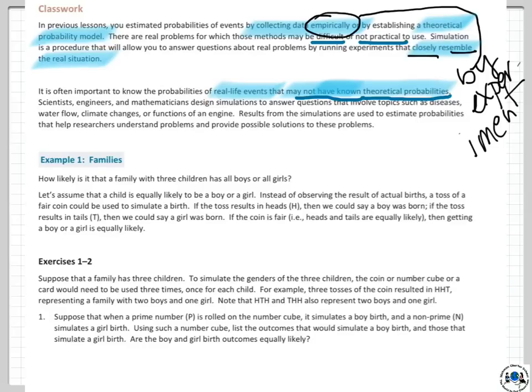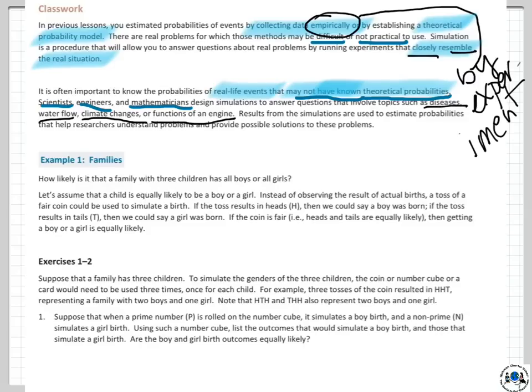Scientists, engineers, and mathematicians, everybody here together, this is our STEM. Our STEM workers, STEM professionals. Hopefully, that'll be one or more of you one day. Scientists, engineers, and mathematicians design simulations to answer questions that involve topics such as diseases, which I had referred to before, water flow, climate change, and the functions of an engine. All kinds of things. This is just the tip of the iceberg as far as what could be tested through simulations.